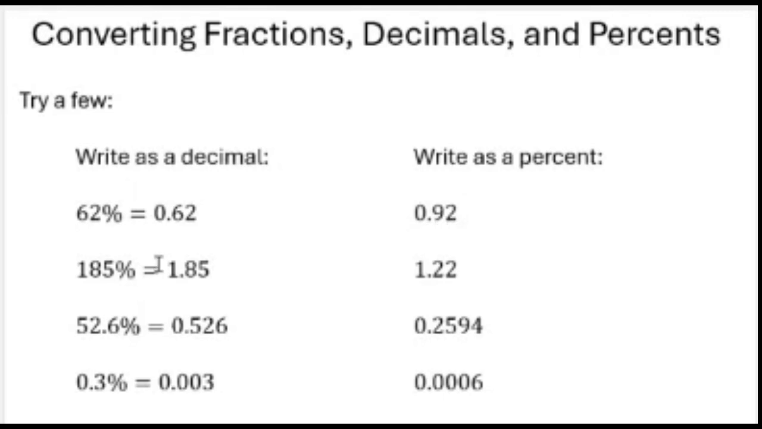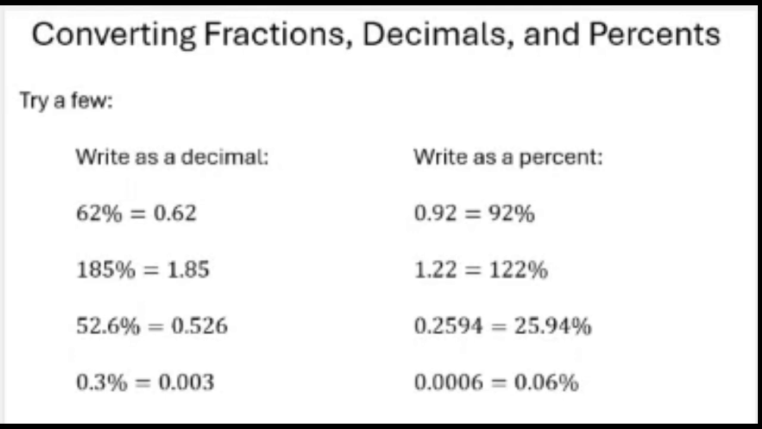1, 2 to the right, 92%. 1, 2 to the right, 122%. Here we go, 0.2594, 1, 2 to the right will become 25.94%. And here, 1, 2 to the right will become 0.06%. 0.0006 as a decimal is 0.06%. So like I said, that's the easiest ones there.